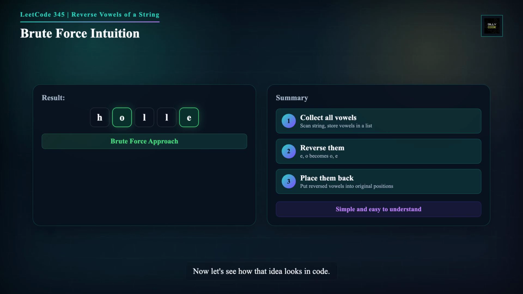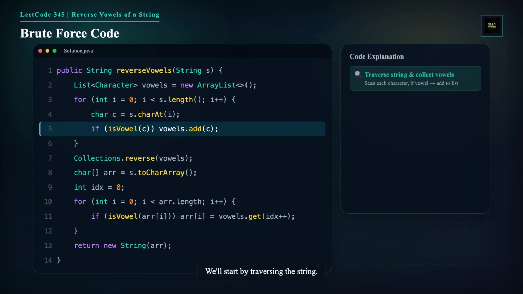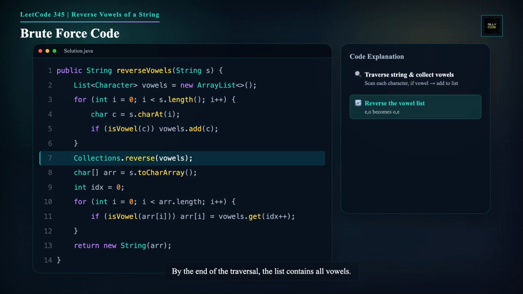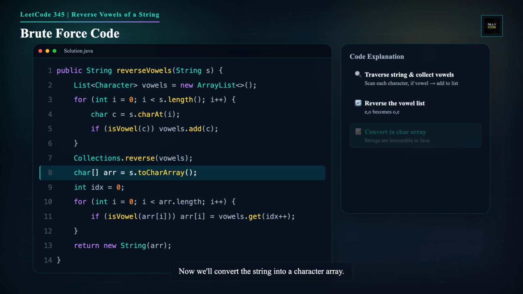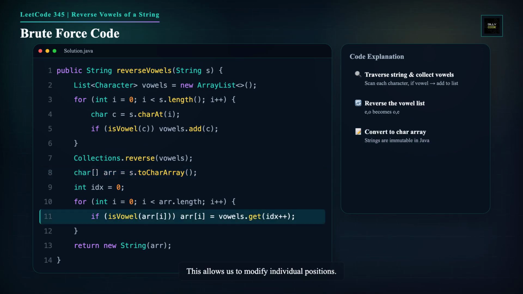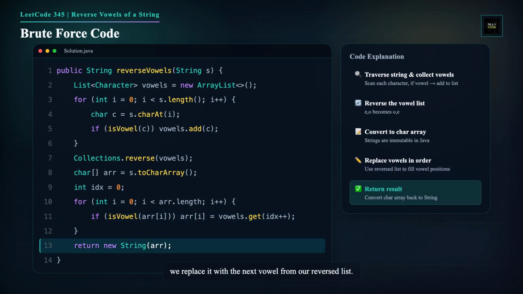Now let's see how that idea looks in code. We'll start by traversing the string. Whenever we find a vowel, we store it in a list. By the end of the traversal, the list contains all vowels. Next, we reverse that list. Now we'll convert the string into a character array. This allows us to modify individual positions. Then we'll traverse the string again. Whenever we encounter a vowel position, we replace it with the next vowel from our reversed list. Finally, we convert the character array back into a string and return the answer.